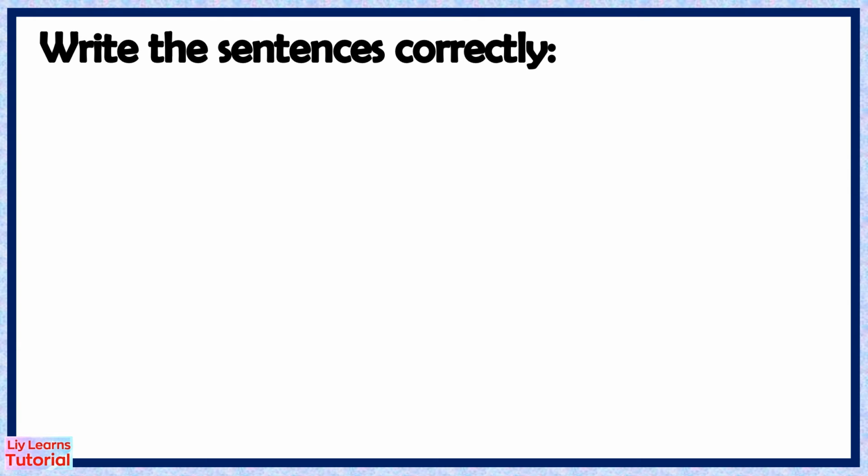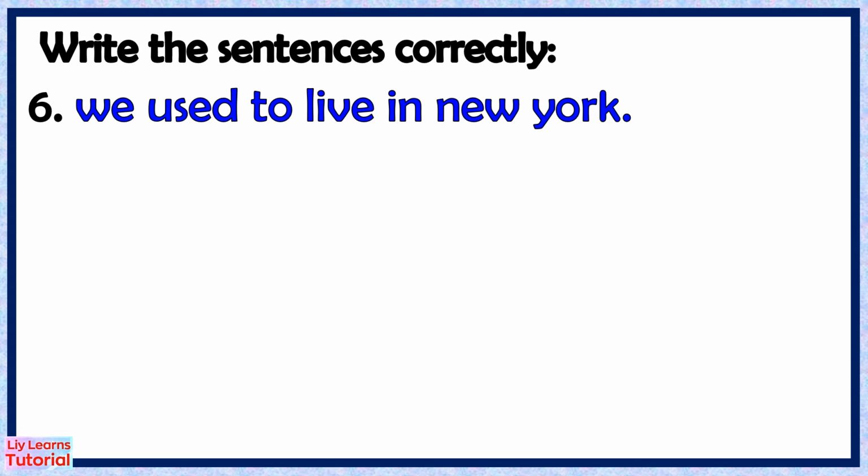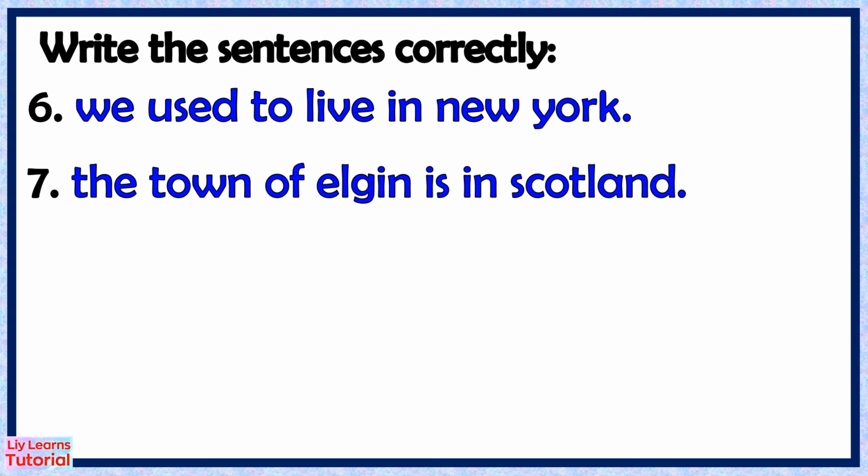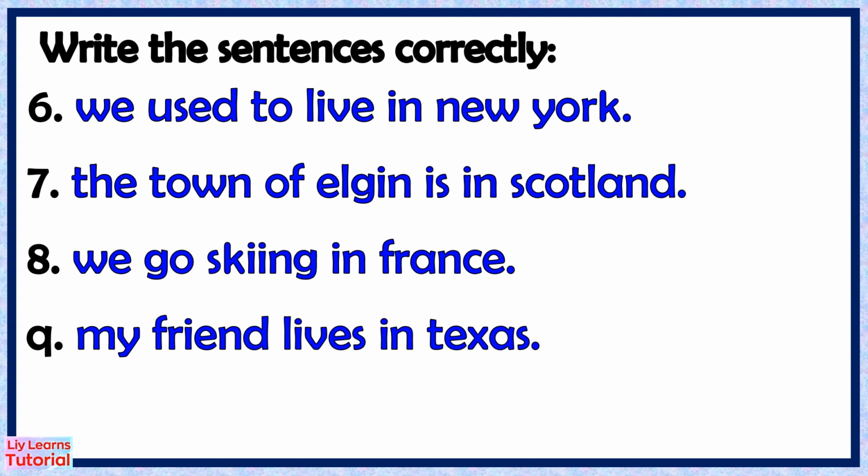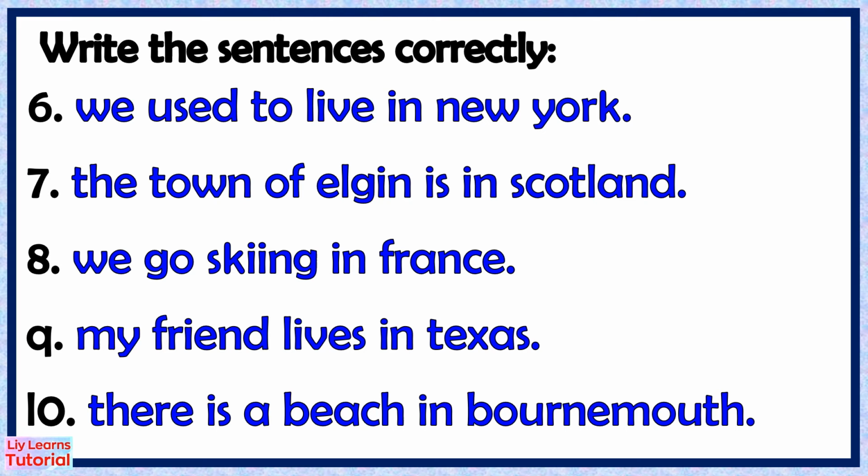Write the sentences correctly. We used to live in New York. The town of Elgin is in Scotland. We go skiing in France. My friend lives in Texas. There's a beach in Bonner.